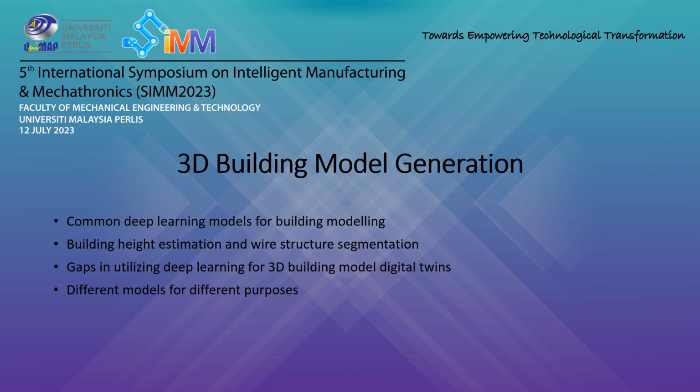Several crucial gaps exist in the utilization of deep learning for the 3D building model digital twin. This includes the absence of scalable and computationally efficient solutions to handle large and complex data, the lack of integration of information from diverse sources, and the limited capability to address uncertainty and variation in the real-world building environment.